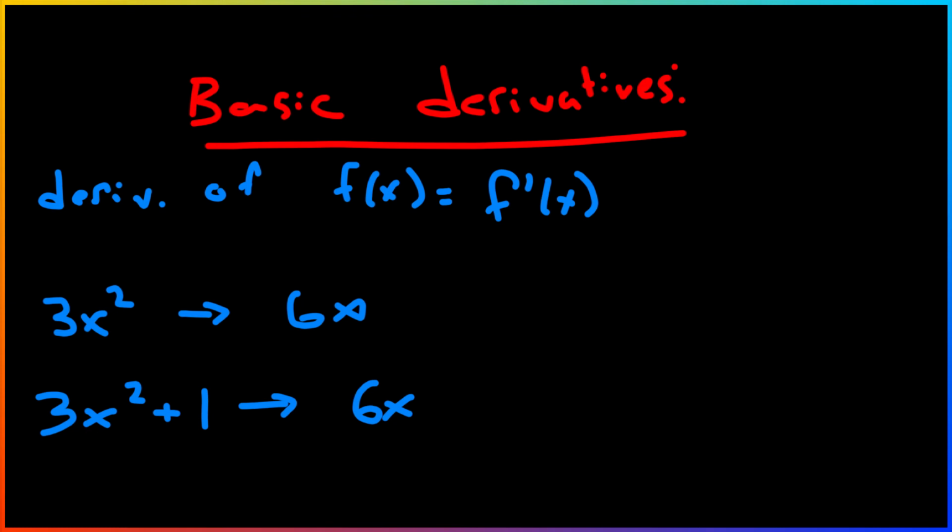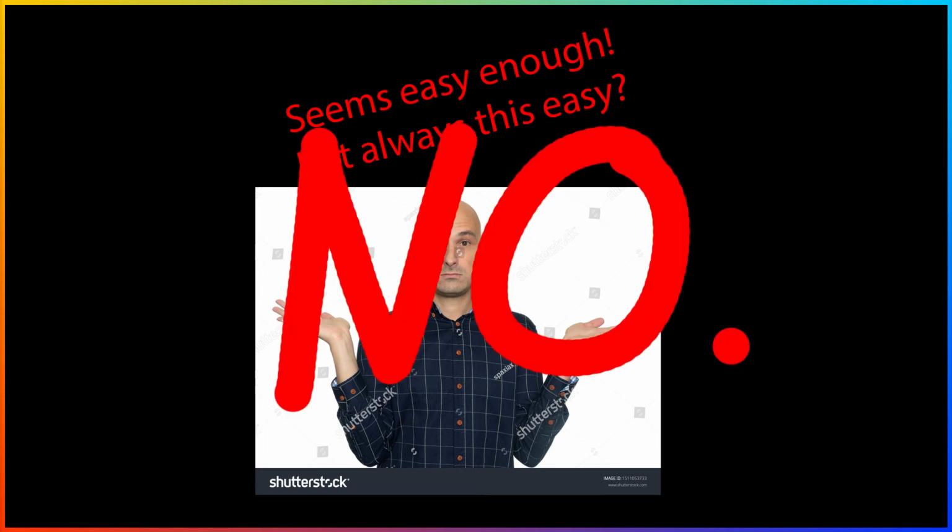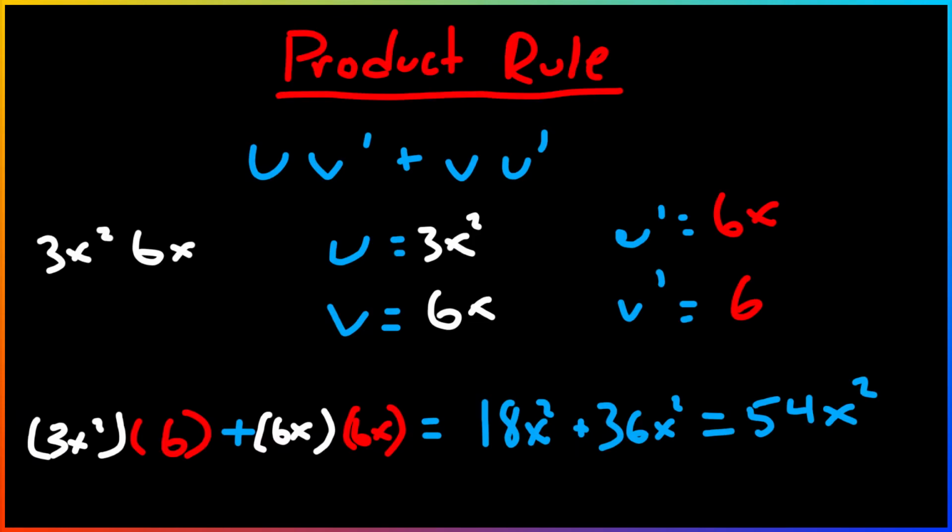But then you're probably wondering, well, what if there is no variable? What if you just have a single 1? Well, that derivative is 0, so in the case of 3x squared plus 1, the derivative would still just be 6x.